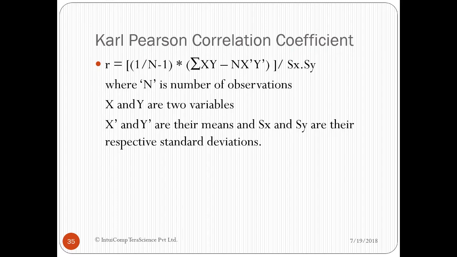The Karl-Pearson coefficient can be found using the formula as given, where R is (1/(n-1)) multiplied by (summation xy minus n x' y') divided by sx and sy, where n is the number of observations, x and y are the two variables, x' and y' are their means, and sx, sy are their respective standard deviations.